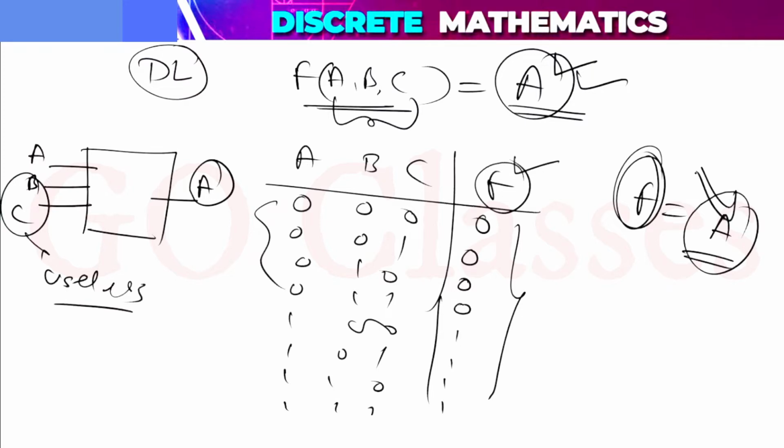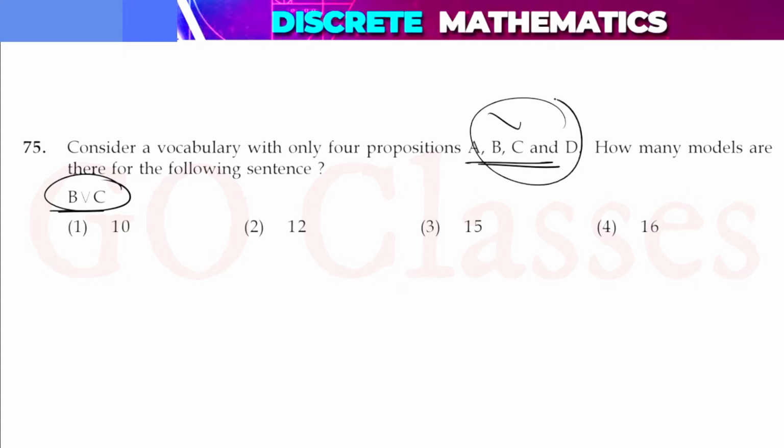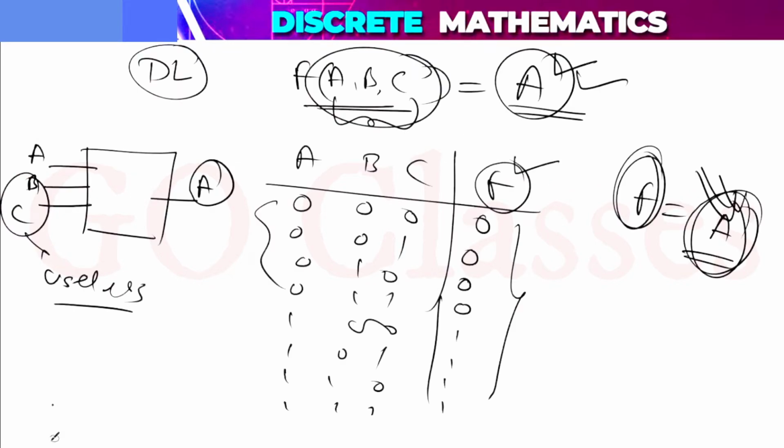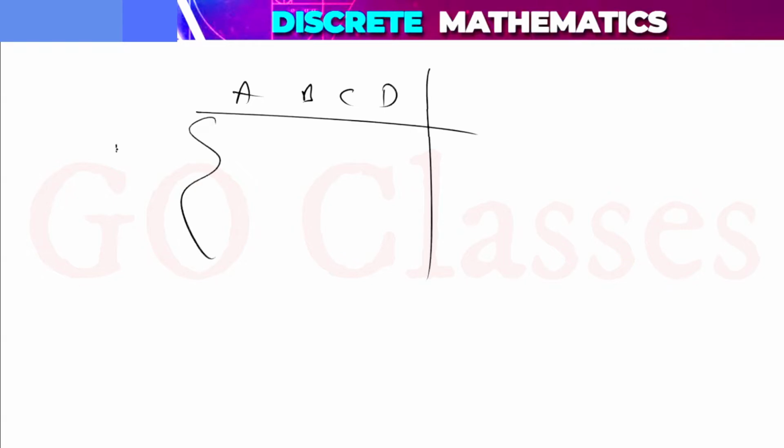Just because your formula involves only one variable does not mean your function is defined for only one variable. Your function can be defined for more than one variable, but this is a simplified form. Similarly here, our system has 4 propositions, but in our formula, A and D are useless. With a total of 4 variables A, B, C, D, there will be total 16 interpretations.